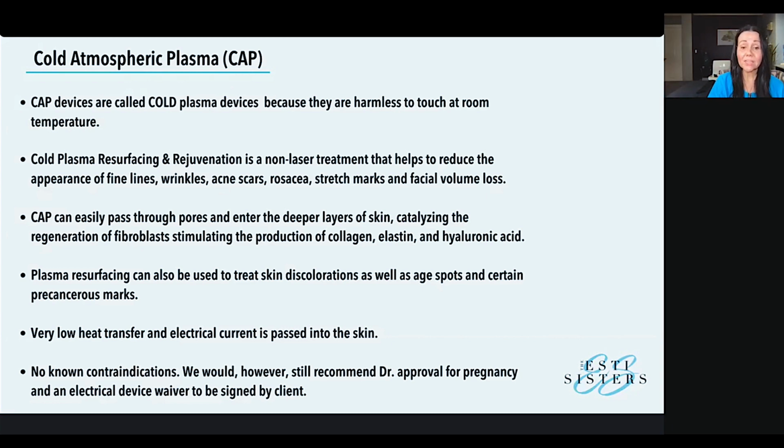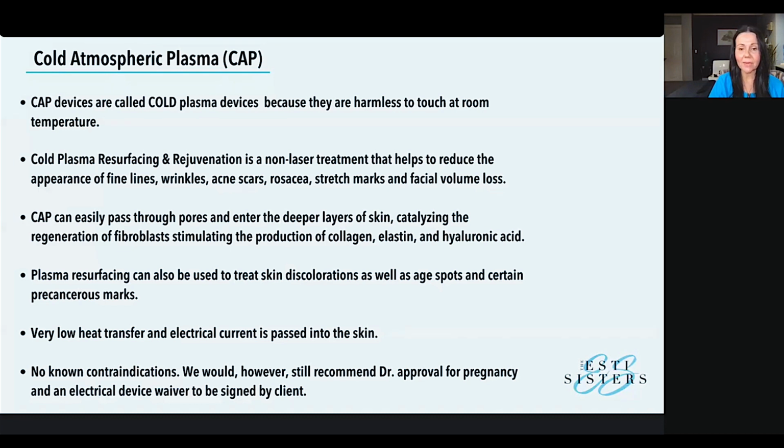There's very low heat transfer and electrical current that's passed into the skin. So that's something very unique, because a lot of our electrical devices have a lot of contraindications, like people with pacemakers, defibrillators, high blood pressure, things like that. Cold atmospheric plasma is different because it's not really generating that electrical current passing past the upper layers of the skin. So you don't have those same contraindications that you would with, say, a high frequency or microcurrent device, etc. So no known contraindications.